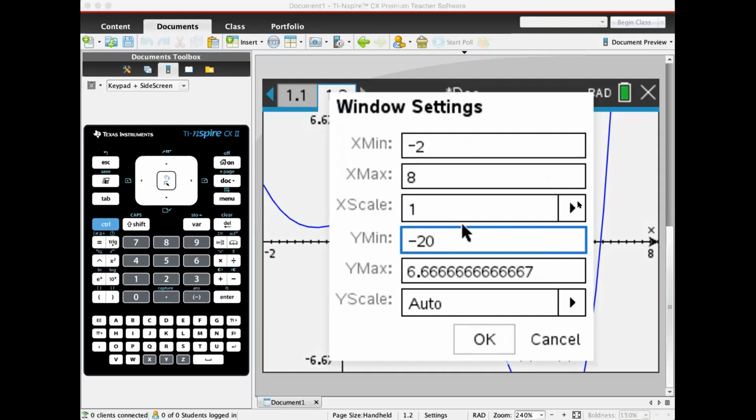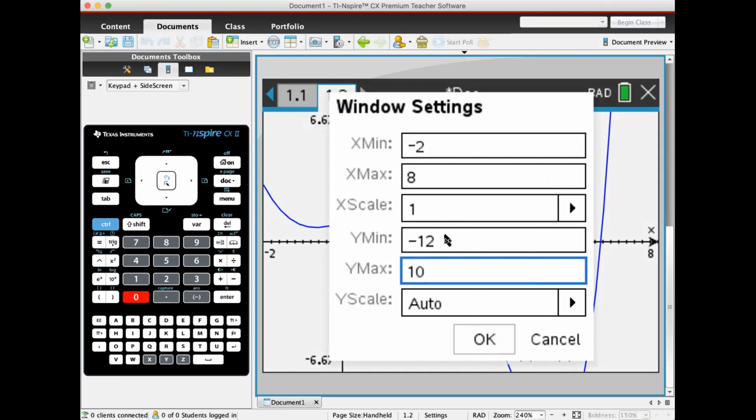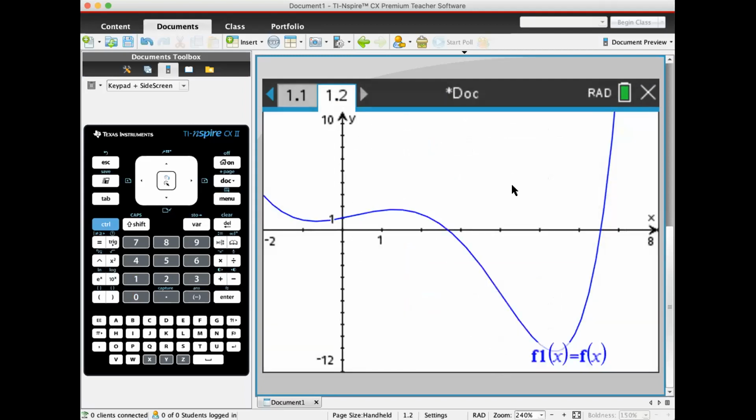It said negative 12 to 10. Sorry, negative 12 to 10, and I can make that also 1. And this is one way to change the settings nice and clean. If you're finding trouble to click that, you can go to the menu and change the settings, and there you've got the graph.